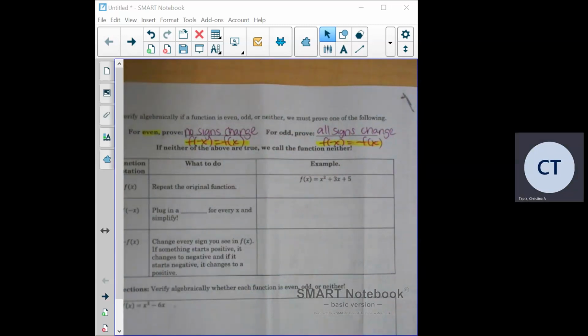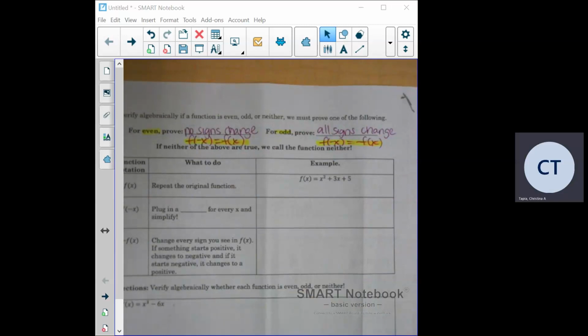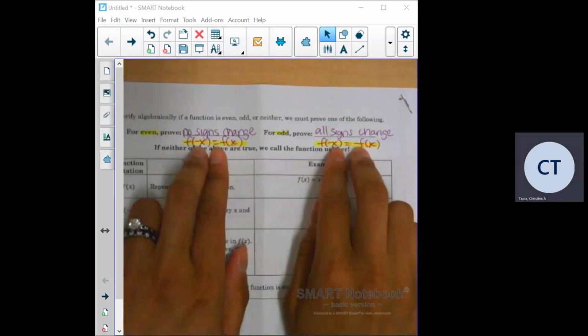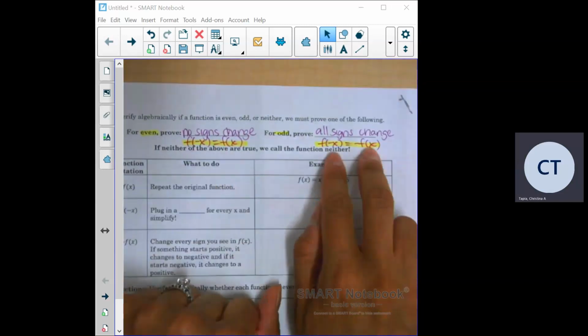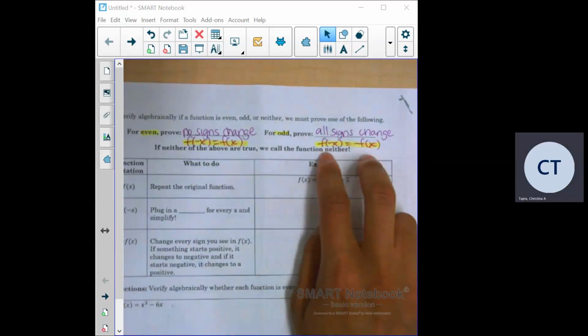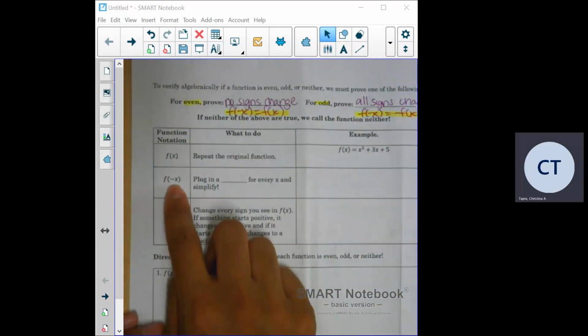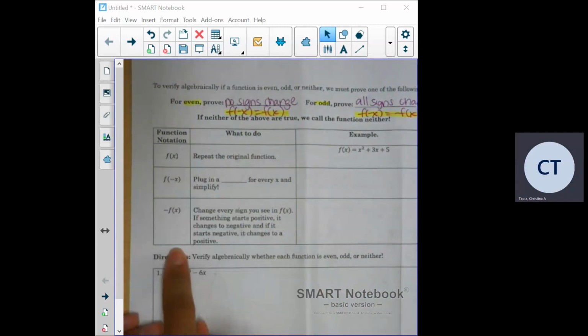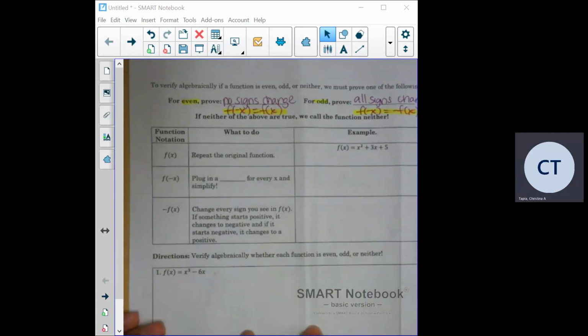So it seems kind of confusing, like, wait, I don't get it. How are we going to prove these two things for even and odd? Well, the way that we're going to do that is by doing the following that I have at the bottom. I'm going to take each of these statements for even and odd. I'm going to check first to see if it's even, and if it's not even, maybe it's going to be odd. Whenever you're trying to check these, you want to make sure you know how to appropriately simplify your function notation. So I'm going to quickly review the different types of function notation, and then we're going to take these rules to see if they apply to the problems down here.